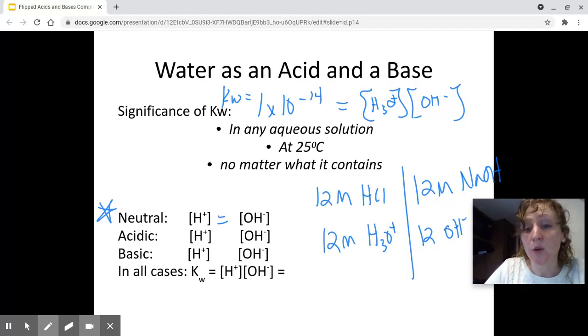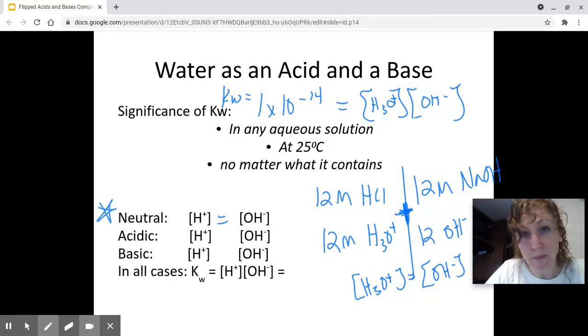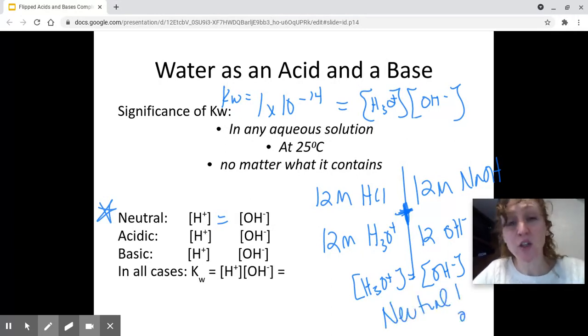Now, if we were to combine these two, we would get a solution where our concentration of hydronium is equal to our concentration of hydroxide. And that, my friends, is a neutral solution. You combine these two things that are very dangerous, you combine them in one solution, you still have lots of ions present, but they're present in equal amounts. You have a neutral solution that is no longer dangerous. Theoretically, you can drink that.